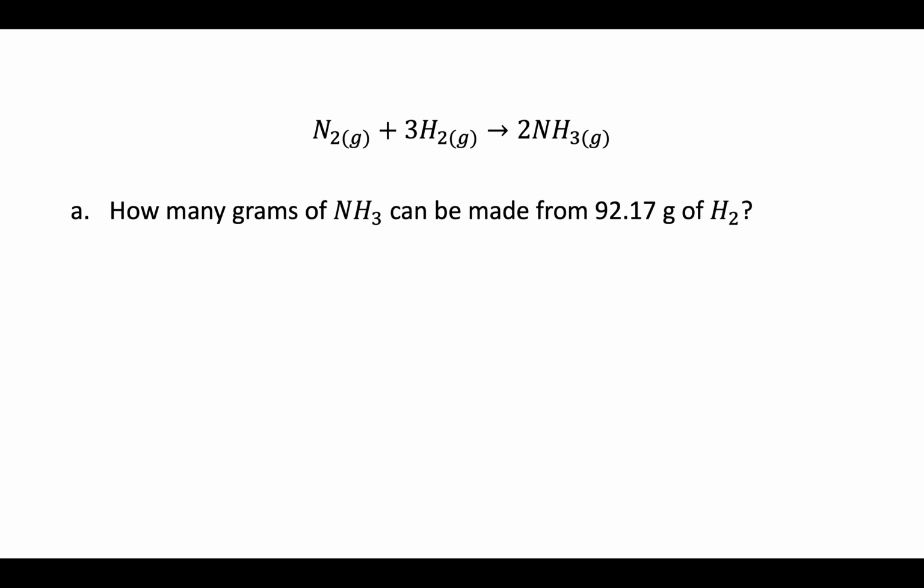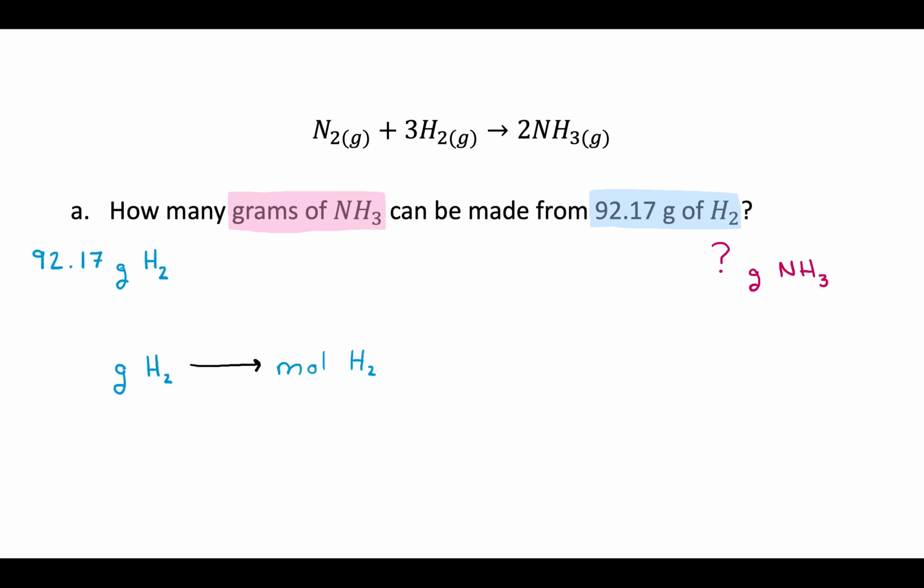Now, there are key words in this that should stand out to you. If a question ever gives you grams of one thing and asks for grams of another, you're going to solve it in a very particular way. Okay, so here they're asking grams of ammonia, and the number they're giving you is 92.17 grams of hydrogen. Whenever they give you grams of one thing and grams of another, you're always going to follow this procedure. You'll go from grams of the first thing to moles of the first thing, moles of the first thing to moles of the second thing, moles of the second thing to grams of the second thing.